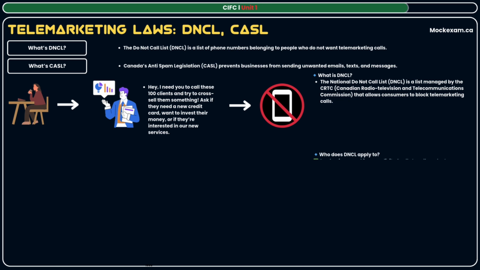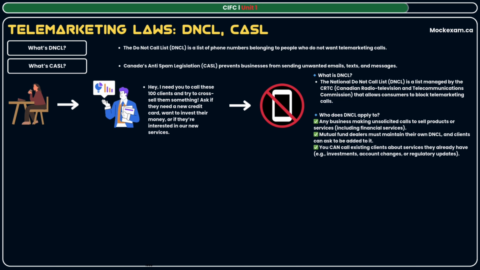But who does the DNCL apply to? Can everyone just put their name there? It applies to any business making unsolicited calls to sell products or services, including financial services. If someone is on the DNCL list, and you are working in any business, especially in a bank or the financial industry, you cannot call them if they are on the list.